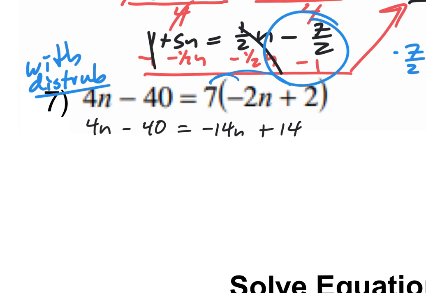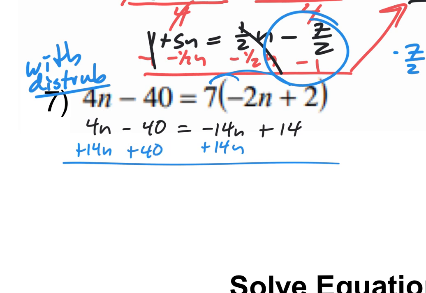All right. What can I do? I want to get all the n's on the same side. I have a 4n and a negative 14n. This is technically bigger because it's positive. So let's add 14n to both sides. While I'm doing that, I can add 40 to both sides. So these cancel, these cancel. What do I get? 4n plus 14n makes 18n. And 14 plus 40 makes 54.